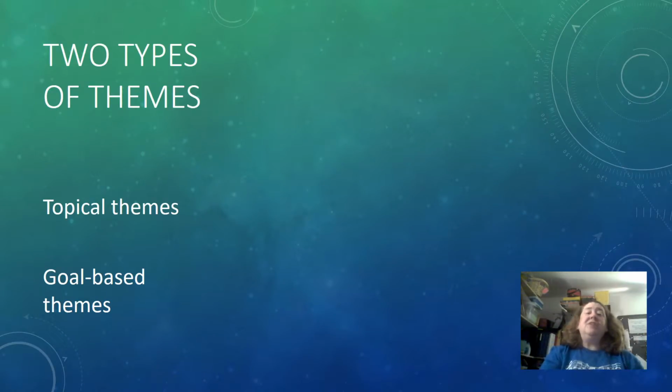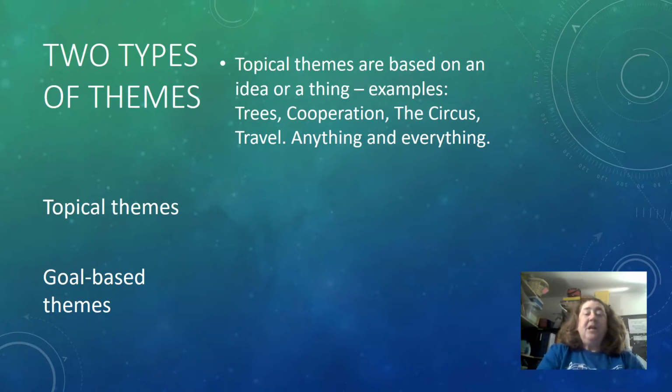So there are two types of themes. There are topical themes and there are goal-based themes, and we're going to talk a little bit about those two types of themes, because what you decide to do with your clients is going to change how your themes look and how those themes work together. Topical themes are based on an idea or a theme, and here are some examples: trees, cooperation, the circus, travel. Anything and everything can be a theme idea.